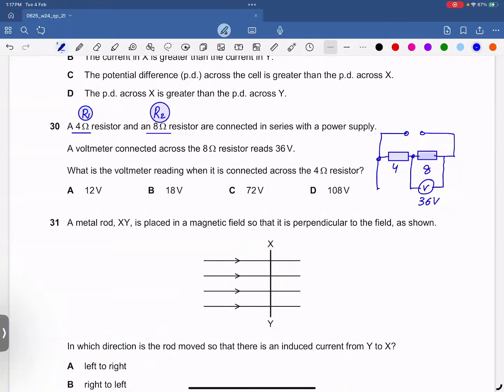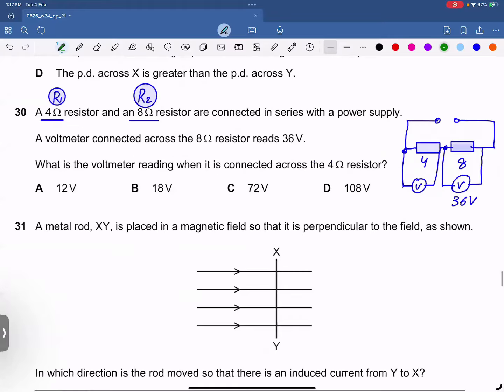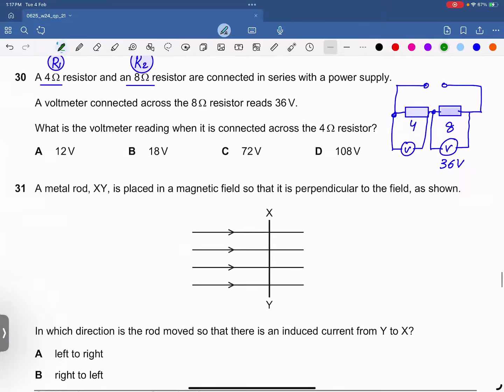So this one will be how much? Easy. You can do crisscross because the potential difference is proportional to their resistance. So you can say 8 ohms, 36 volts; 4 ohms, how much? So if the resistance is half, the voltage share will also be half. So half of 36 is 18, option B. We go to question number 33.